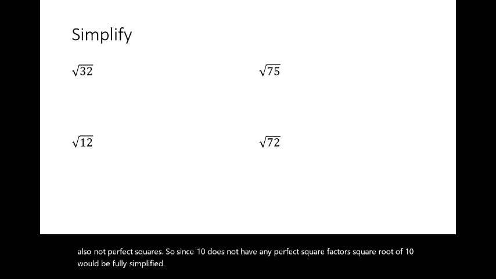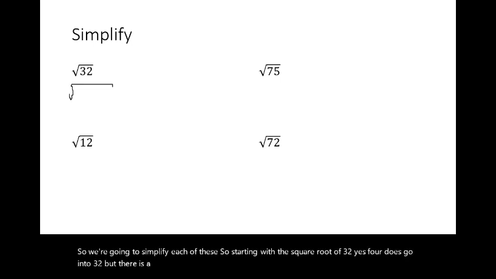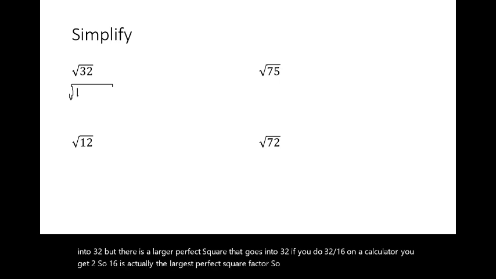So we're going to simplify each of these. Starting with the square root of 32, yes, 4 does go into 32. But there is a larger perfect square that goes into 32. If you do 32 divided by 16 on a calculator, you get 2. So 16 is actually the largest perfect square factor. So I'm going to write 32 as the square root of 16 times 2.